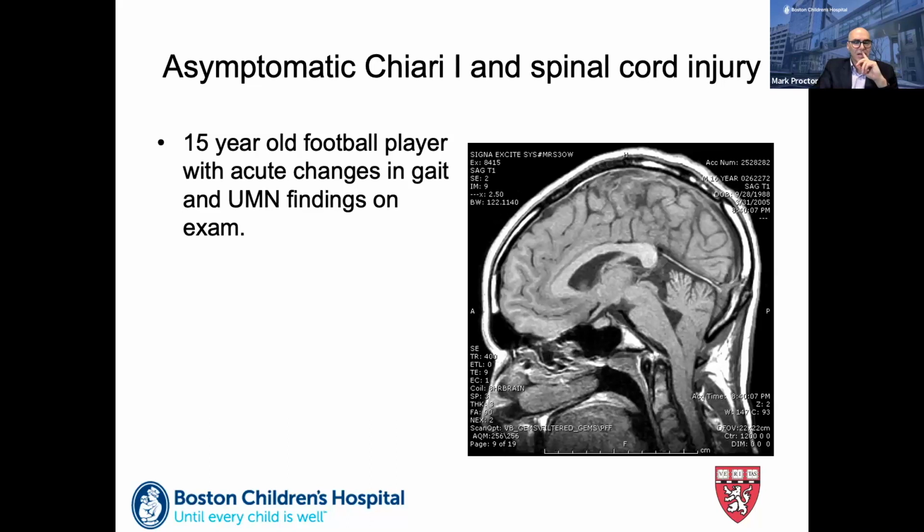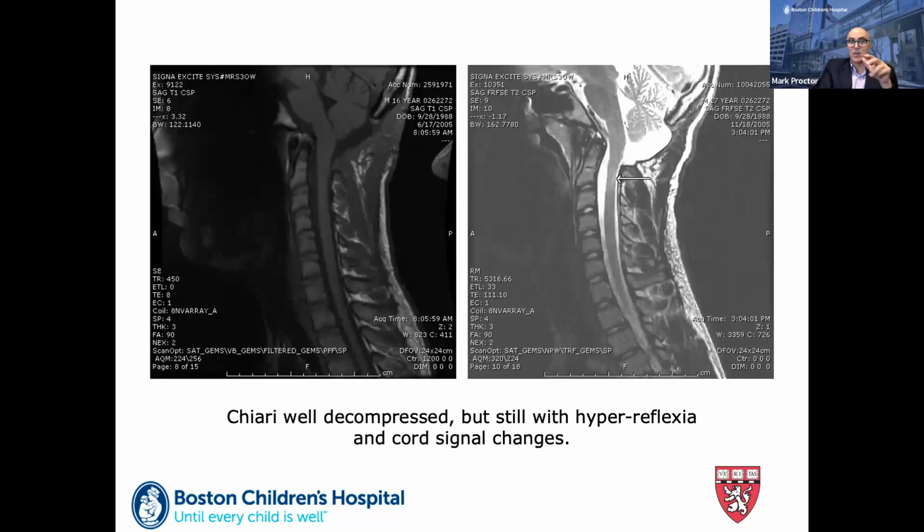This is the scan I showed you earlier, but just the clinical situation. This is a guy who was totally asymptomatic from his Chiari until he spear tackled in football. That's when you lead with your head. And he presented with actually reasonably good signs of injury. He was really off balance. So in him, we did operate.